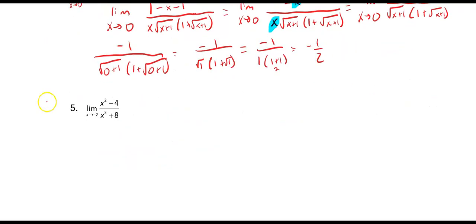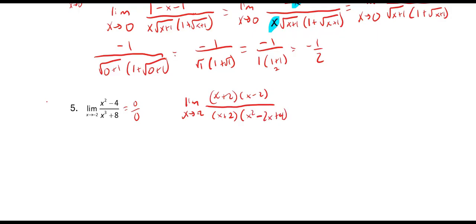Fake plug-in: negative 2 squared is 4, minus 4, negative 2, negative 8. Okay, so fake plug-in doesn't work, guys. It gives us 0 over 0. So let's factor and simplify where we can. Negative 2. So we get x plus 2, x minus 2. All right. The difference of cubes: x plus 2 times x squared plus minus 2x plus 4. You'll notice right here, those cancel out.